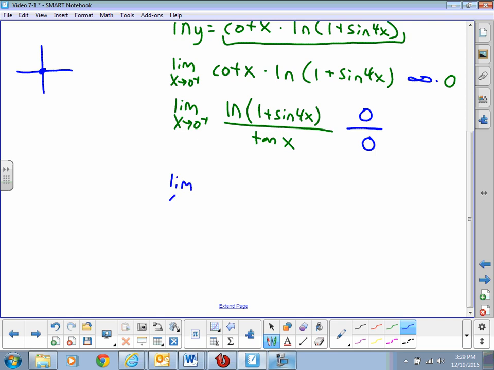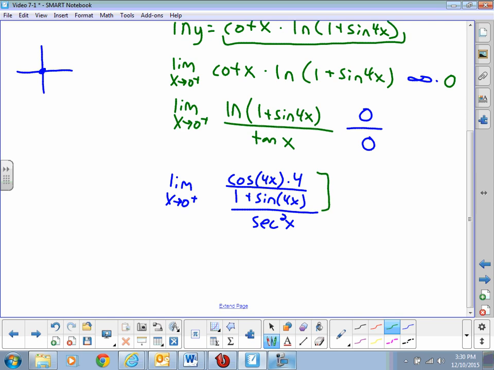So we'll have the limit as x approaches 0 from the right. Natural log's derivative is derivative of the inside over the inside. Derivative of 1 is 0. Sine 4x's derivative would be cos 4x times the derivative of the inside, which is 4, over your original 1 plus sine 4x. And tangent's derivative is just secant squared x. Well, if we sub in 0 now in our numerator, that'll be a cos of 0 really, which is 1. 1 times 4 is 4. And then on bottom, we'll have 1 plus sine of 0, which is just 1. So really, this part's just 4.